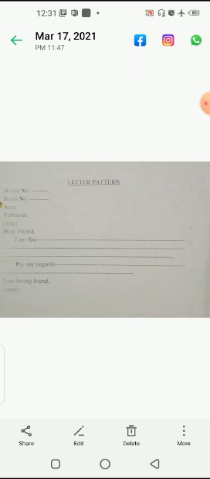And after this comes a comma. Then we will start the letter, like I am fine, or we can also ask about their health. Then we have to describe the reason why we are writing this letter. Then comes pay my regards. We have to end the letter in a very proper way. So we will end it by saying pay my regards to all at home, or to my cousins if you are writing to a relative, or to the family if writing to family members.